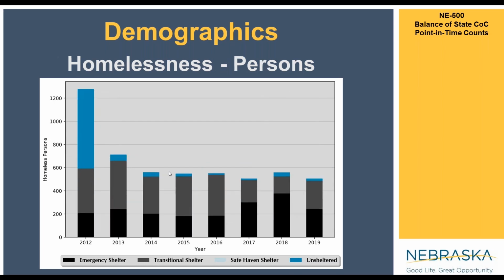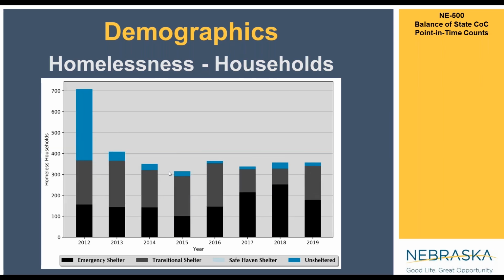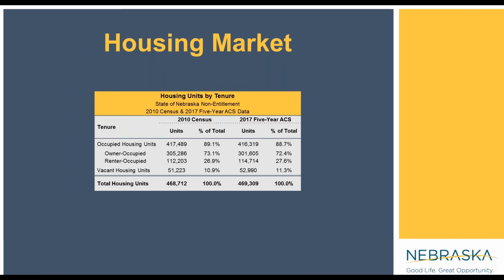This is households. So this is persons, and then this is households. They mirror each other pretty well. But again, ignore 2012. We're taking that out as per our suggestion last session.